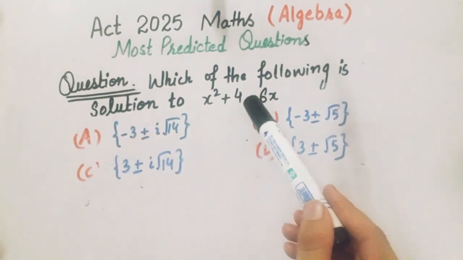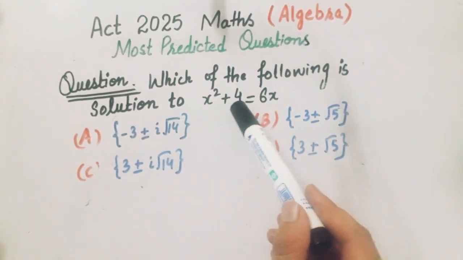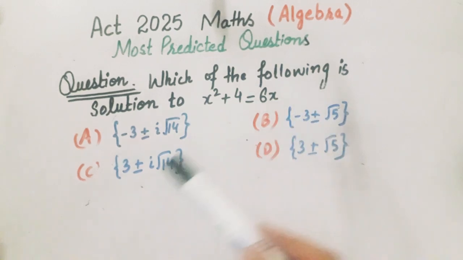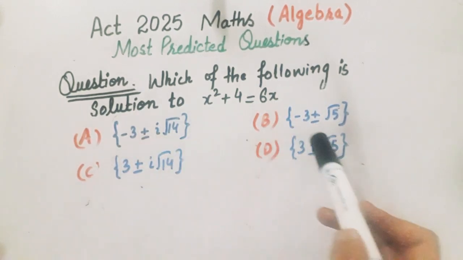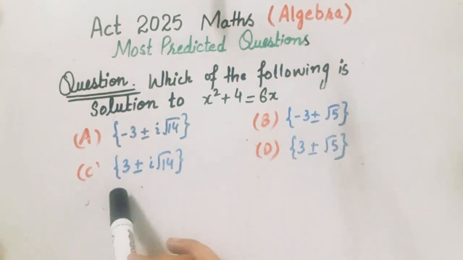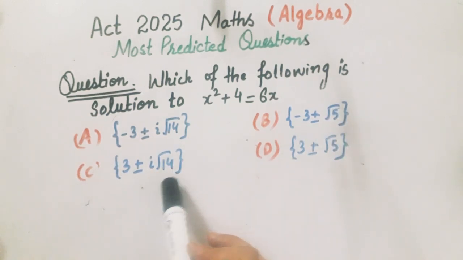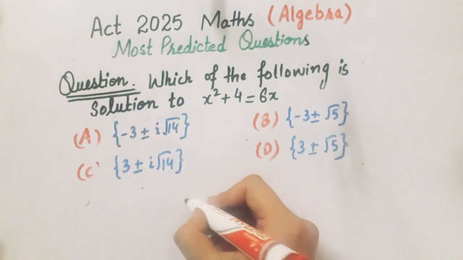Now the next question is: which of the following is a solution of x square plus 4 which is equal to 6x? Options: minus 3 plus minus iota square root 14, minus 3 plus minus square root 5, 3 plus minus iota square root 14, or 3 plus minus square root 5. So we will solve this question.